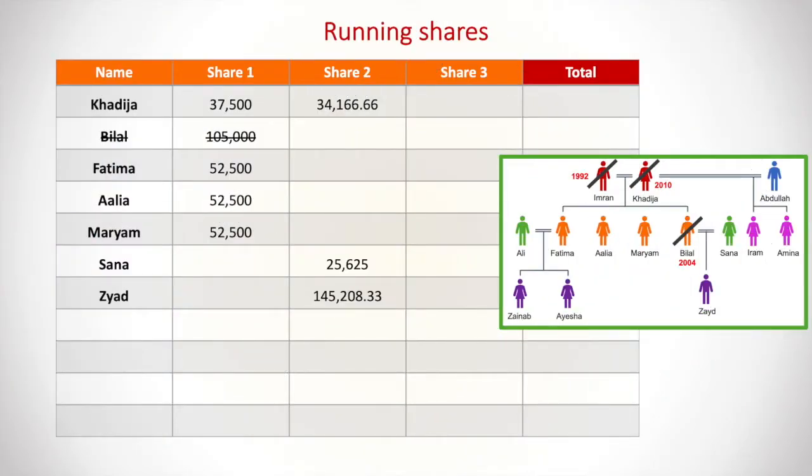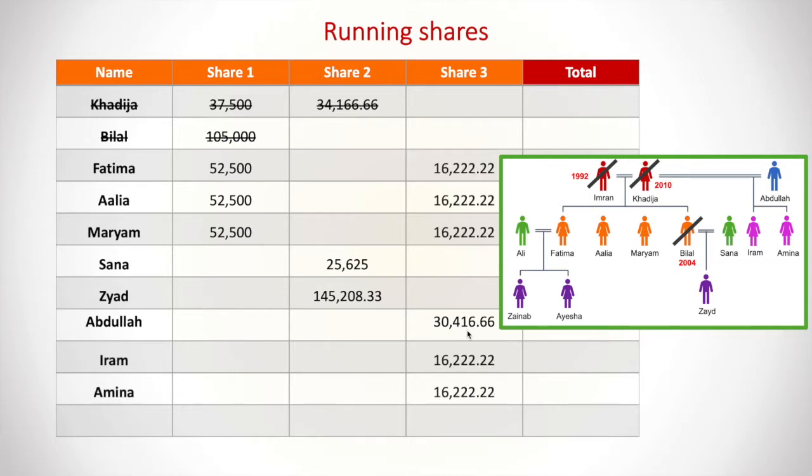Finally, we go back to our running table one last time and start updating the situation. Now we see that Khadija has died, so we will cancel her name out of the table. We see that Abdullah, her husband, is a new addition and he gets a certain value. We see that Fatima, Alia, Maryam, and then two more daughters of Khadija, which were Iram and Amina, get a certain share. And then Zaid, who was the son of Khadija, gets some extra share. And now we are done with distributing Khadija's shares as well.